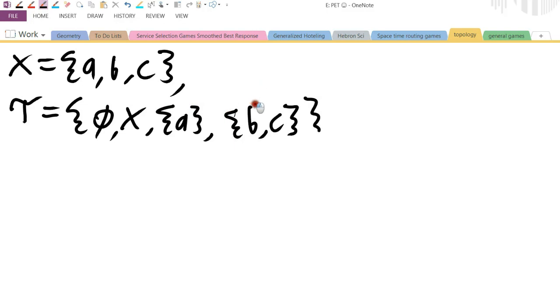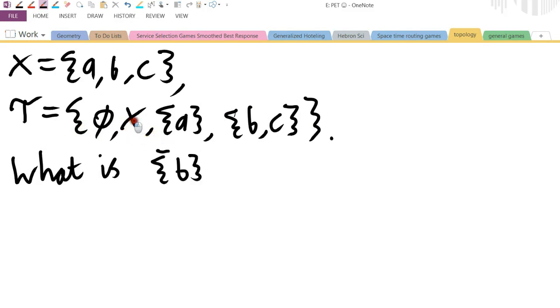Now the question is, what is the closure of the set which just contains B? That's the question. So perhaps you'd like to pause the video and see if you can figure this one out. It's a good way to test if you've absorbed these ideas.